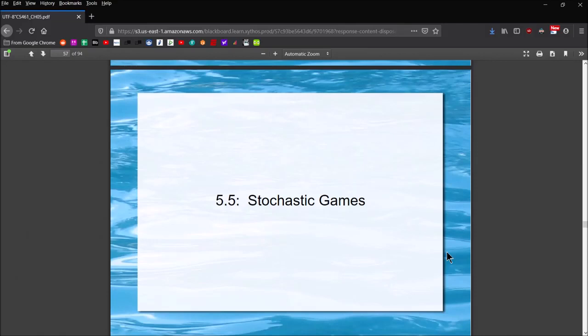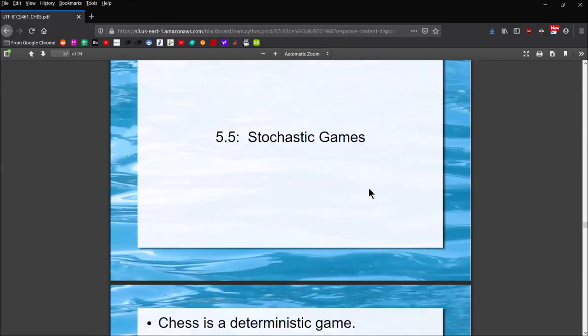Okay, so if I remember correctly from last week, we had just completed 5.4, determining how the AI is going to work using the Minimax algorithm for deterministic games. And so now the text picks up with a discussion of stochastic games. Okay, so let's just dig right in and get this thing finished off.